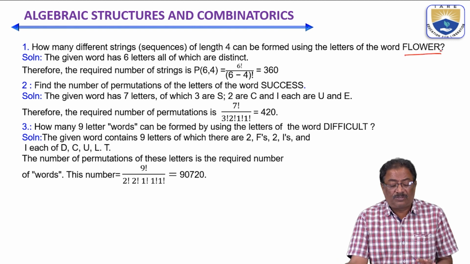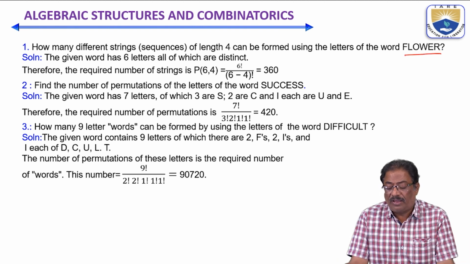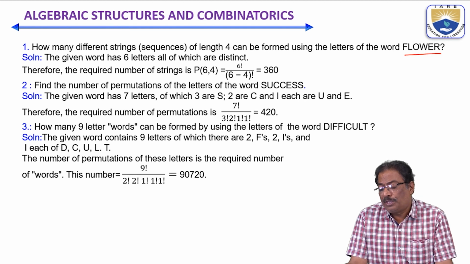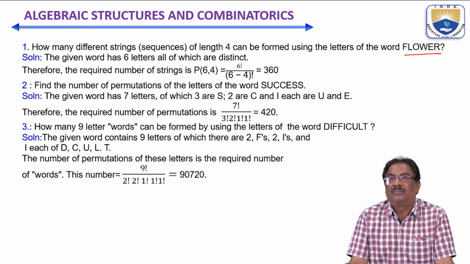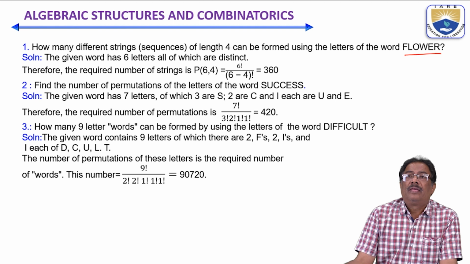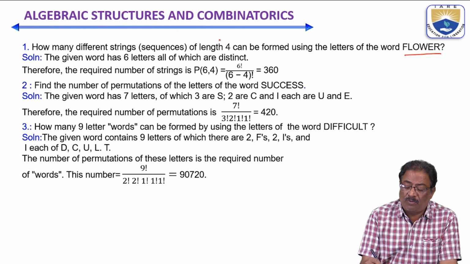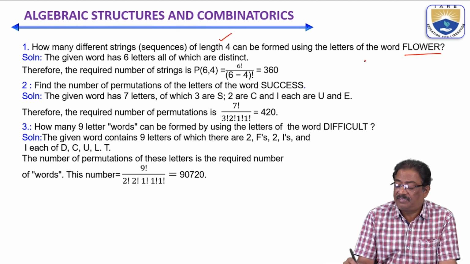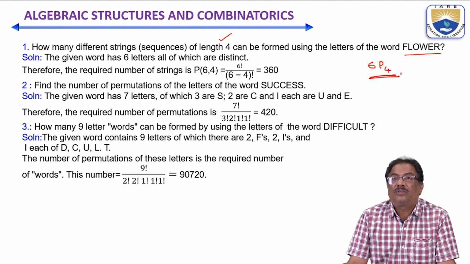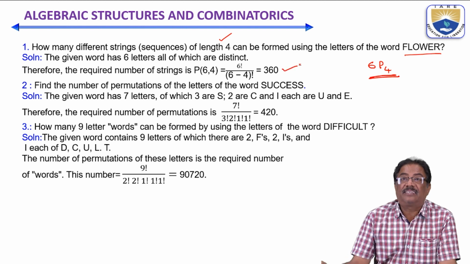Now, flower. How many different strings of length 4 can be formed using the letters of the word flower? Here the given word has 6 distinct letters, and the required number of permutations, 4 out of 6, is nothing but 6P4 ways. So the required number of strings is 6P4, that is 360.